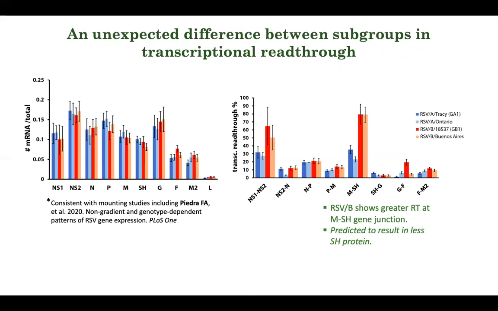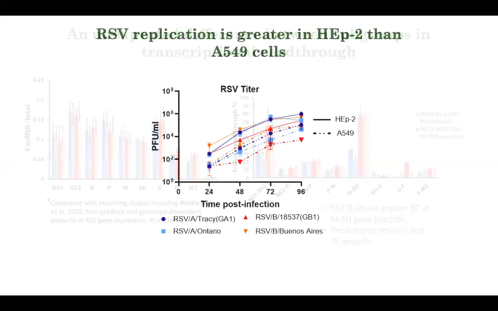2 differences stick out, but closer inspection revealed the NS1-NS2 difference to be likely artifactual. The M-SH difference appears real and has never been documented before, and suggests that RSV-B infections lead to less production of SH protein, which is a viroporin. We're exploring the consequences of this difference for the RSV life cycle in other studies.